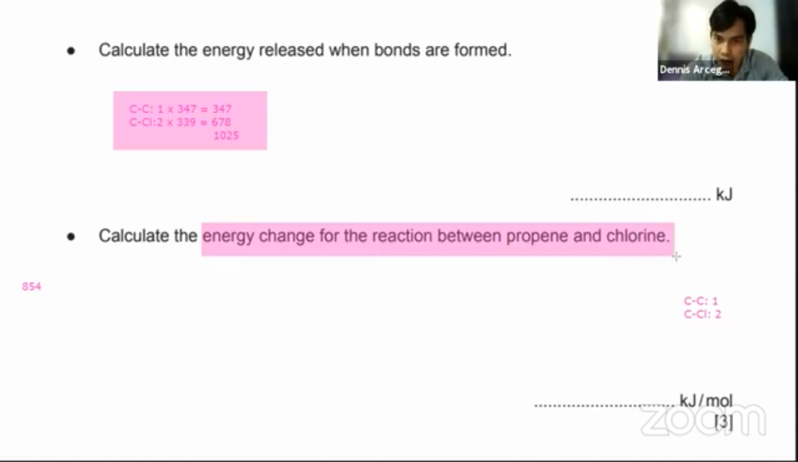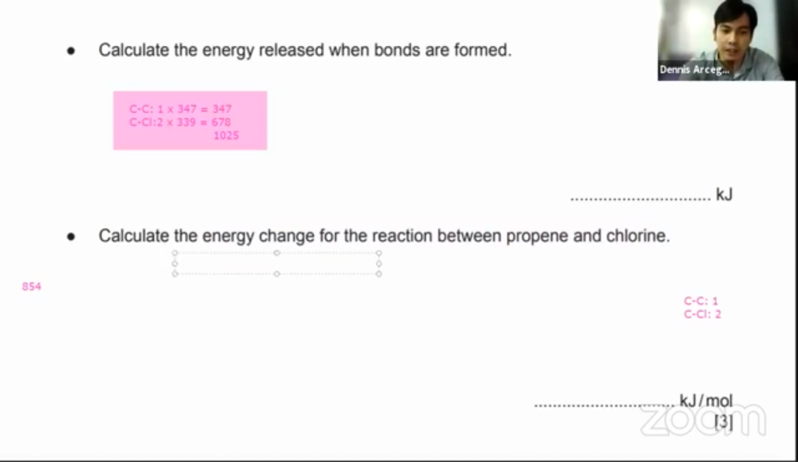Now calculate the energy change for the reaction between propene and chlorine. For this one, you have to do reactant minus product. The energy we solved for the reactant, you subtract the energy you get from the product. So 854 minus 1025, you'll get negative 171. Okay, so that's the answer.